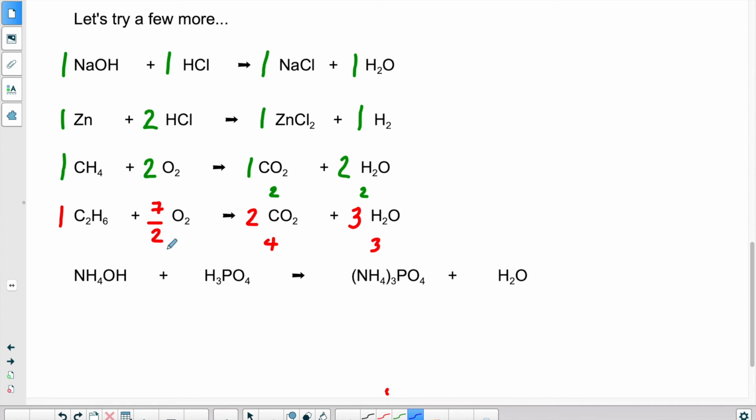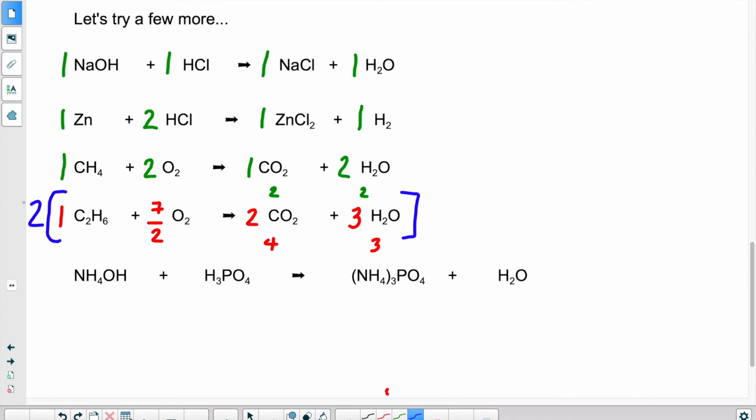But the thing is, just like in a recipe, if I double one ingredient, I need to double all the ingredients. So if I'm going to double the whole thing by 2, or I should say multiply the whole thing by 2 to get rid of this fraction, what do I obtain?